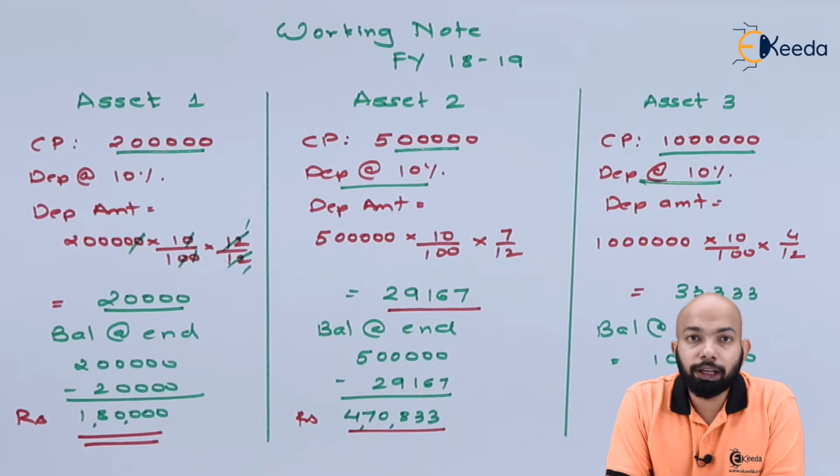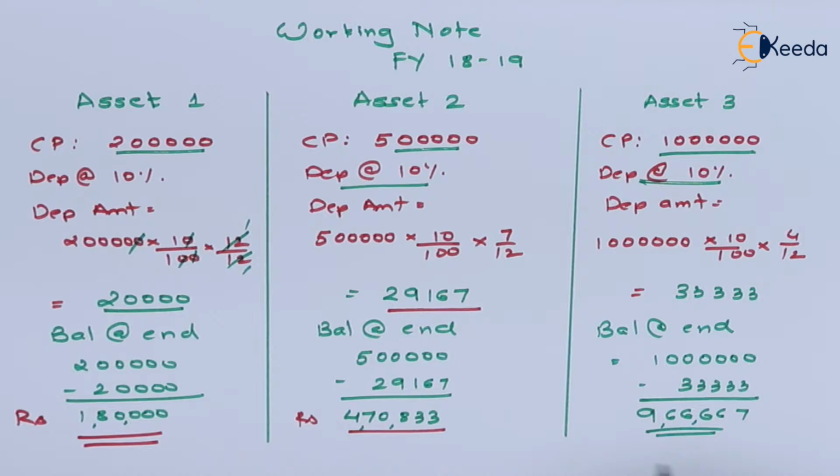We'll do another working for the financial year 19-20 just to figure out what is the balance of the asset as of the end of that specific year. Now the closing balance that was mentioned here at the end of the financial year will be the opening balance for the next year's transactions.